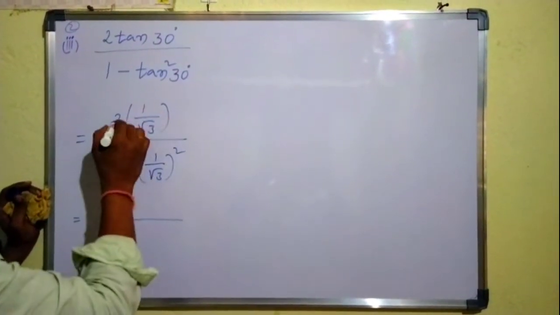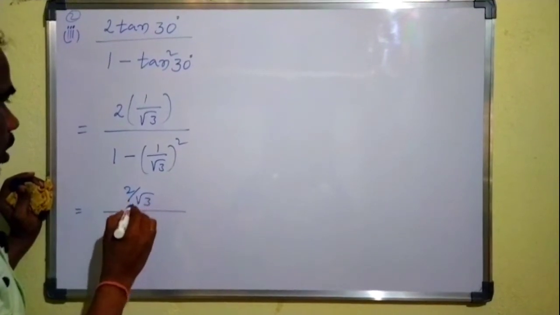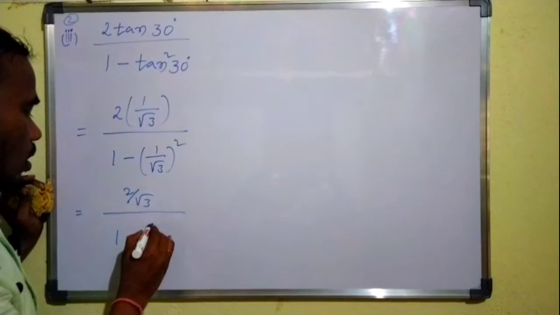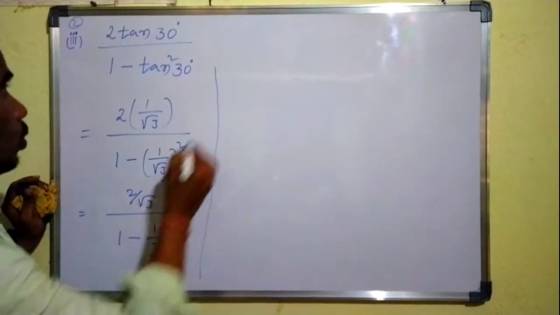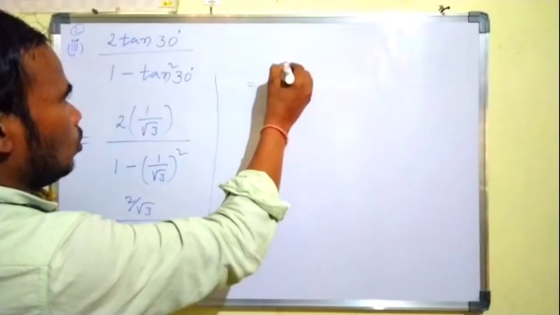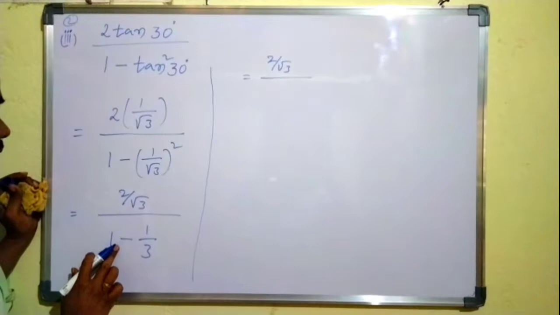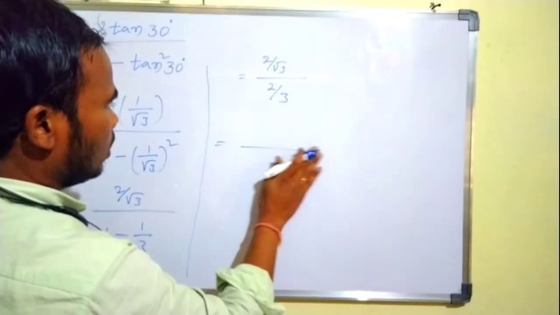So what is that? 2 into 1 by root 3 is 2 by root 3. 1 minus 1 by root 3 square is equal to 1 minus 1 by 3. So now 2 by root 3 by, here is a 3 ones are 3, 3 minus 1 is equal to 2 by 3.